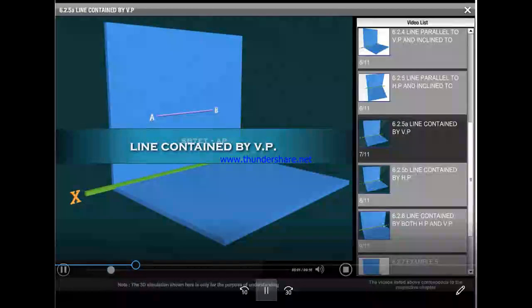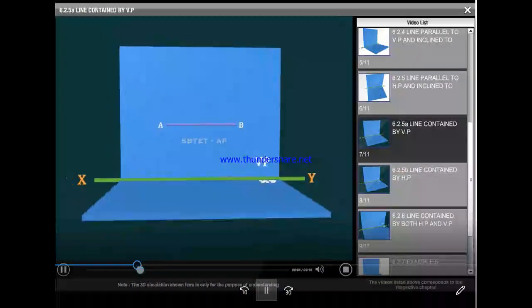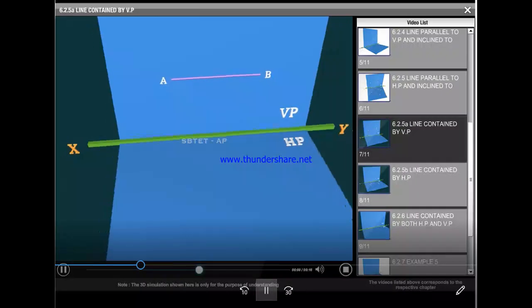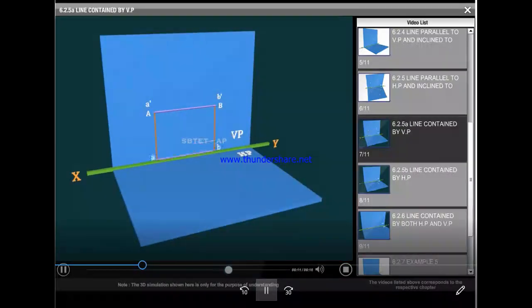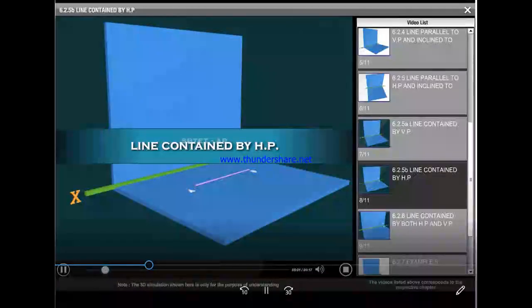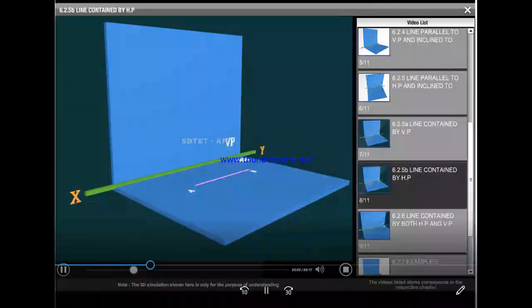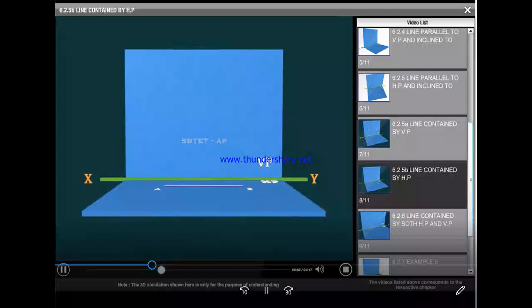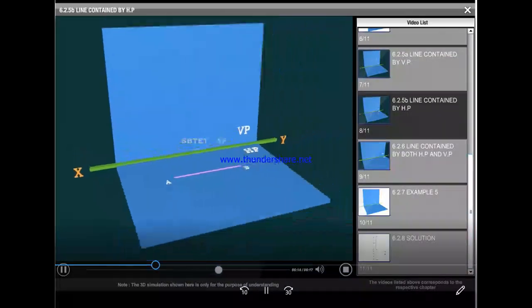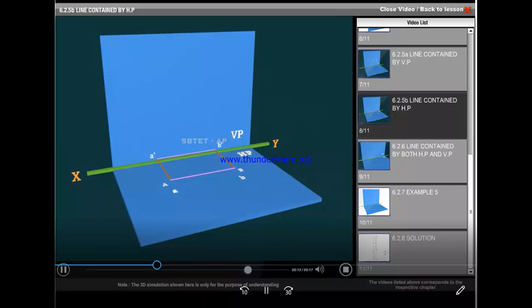Line contained by VP. In this, we will see how the projections of a line will be when it is contained by VP. The top view of the line will lie on XY line. The front view will show the true length. Line contained by HP. In this, the front view will lie on XY line and the top view will show true length.